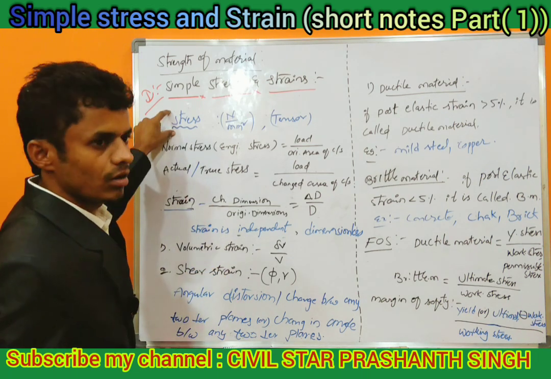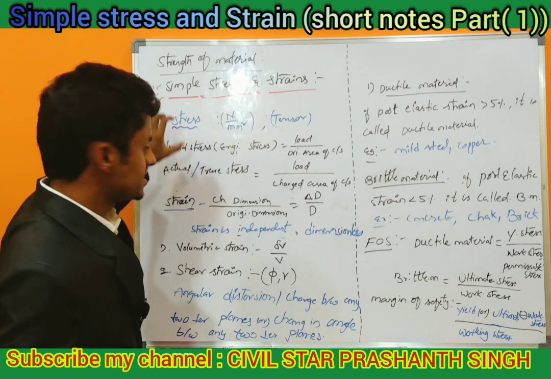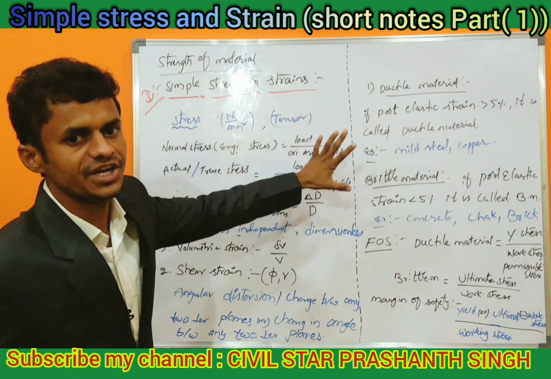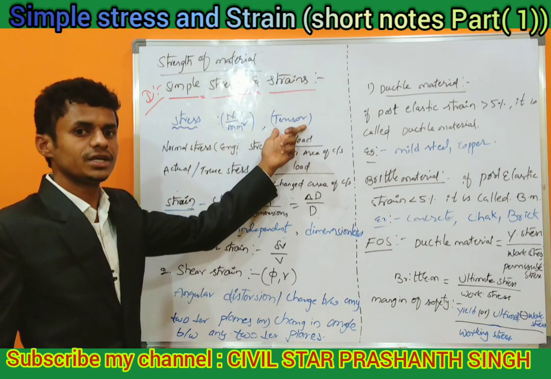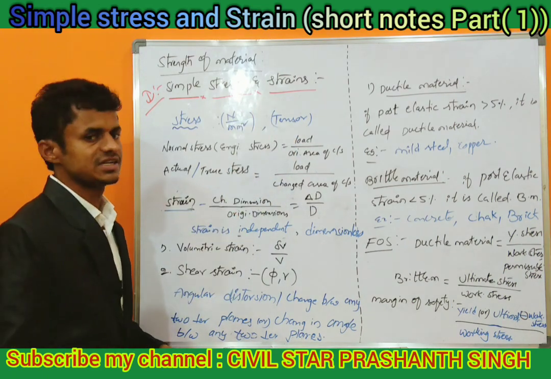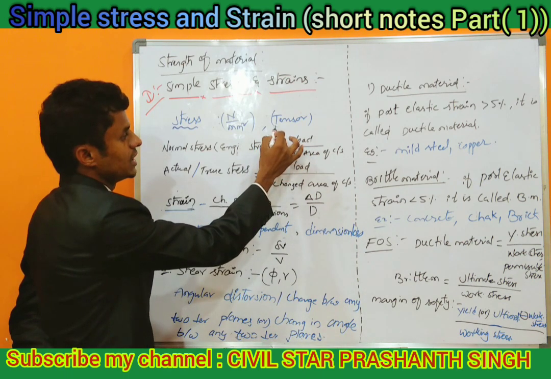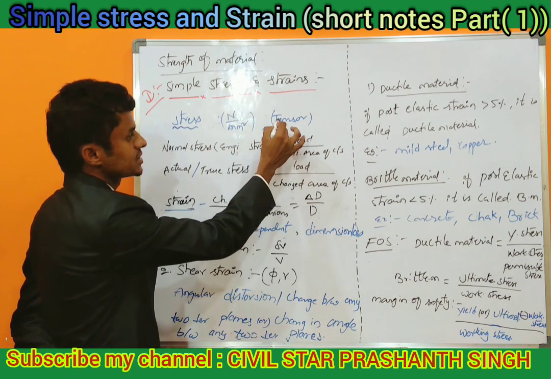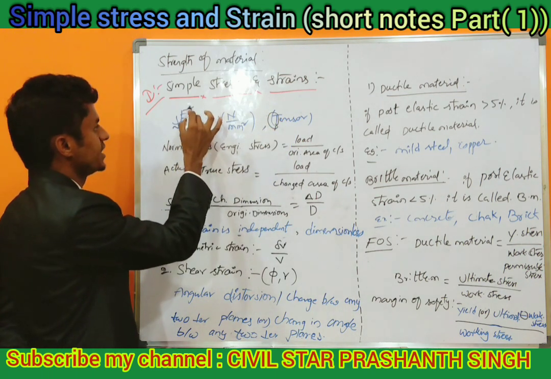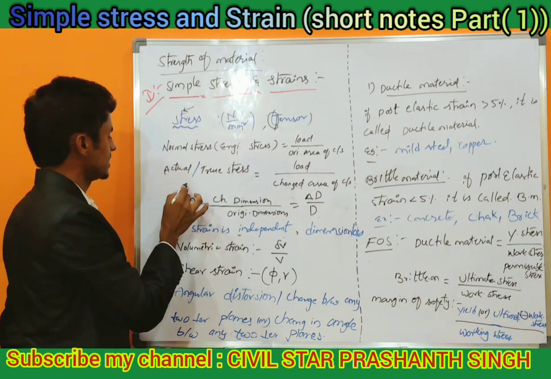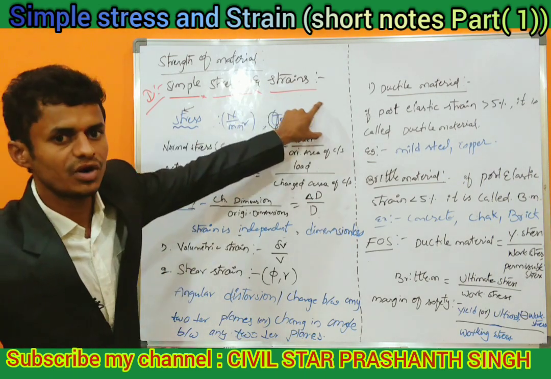Is it a vector or scalar or tensor quantity? Both stress and strains are tensor quantities. So how to remember that both stress and strain are tensor quantities? You can see here, the tensor quantity starts with the letter T. In stress, the second letter is T. In strain also, the second letter is T. So both stress and strain are tensor quantities.